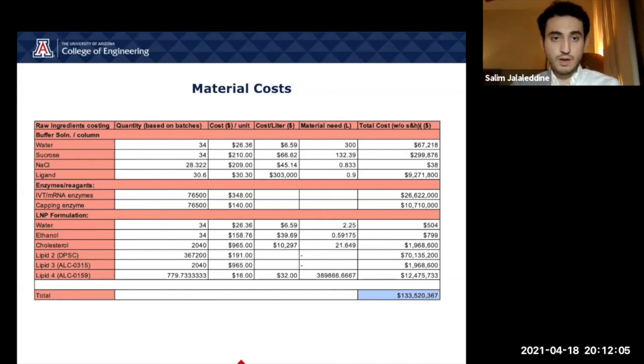One material that stands out in particular in terms of its proportion in the total costing of materials is lipid 2 or DSMC. Around $70 million will be required from just this material alone. In total, the material cost will be around $133 million, and combined with the equipment costs, a total cost of about $213 million will be needed for the process. Now I'll pass it to Andrew, who will be going over the safety regulations that were taken into consideration.